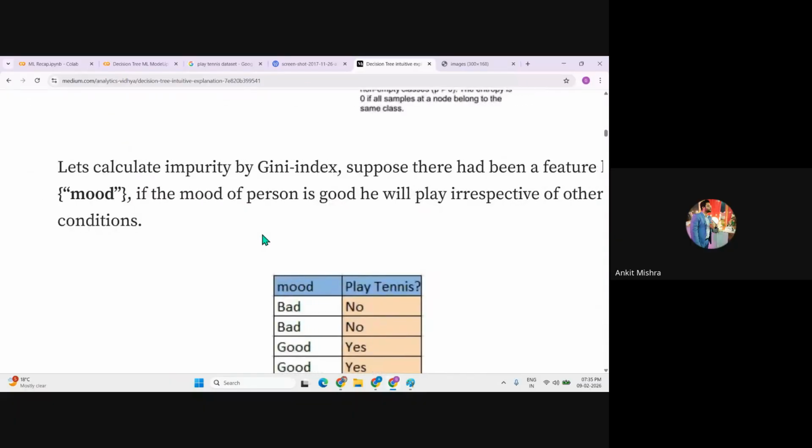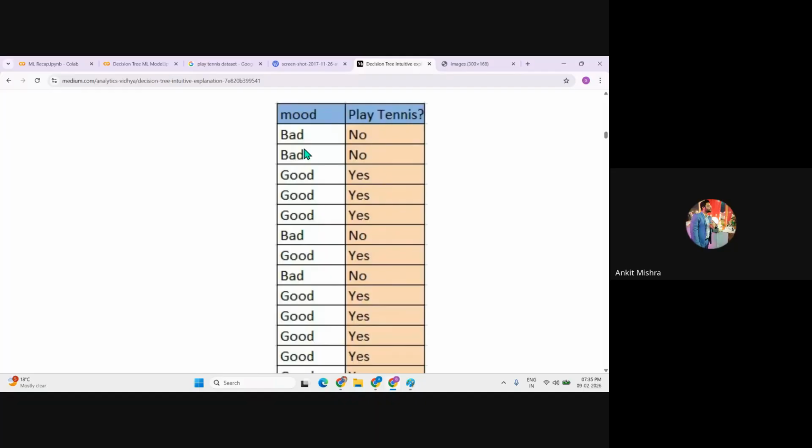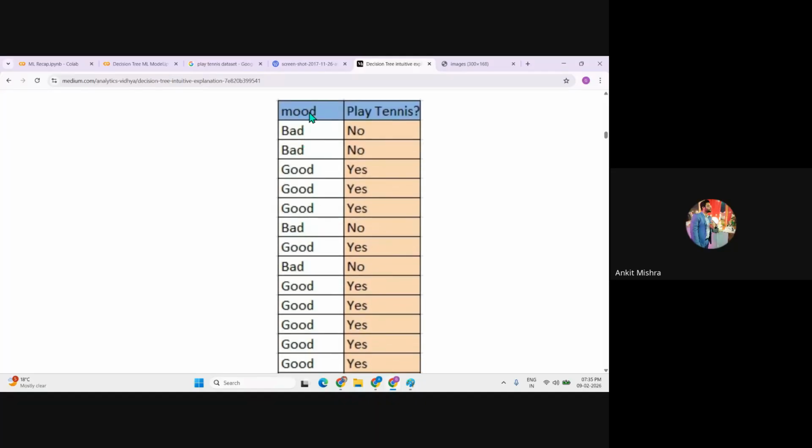Before taking all the features into consideration, we just want to take an example of a dummy feature. Let's take this example as the mood column. Mood is just a dummy column. It's not part of the original data set, right? We want to break down how to calculate the Gini impurity. This class is technically devoted to the mathematical intuition of the decision tree. In the next class, we'll solve the problem using the ML approach, right? So the dummy column is mood.